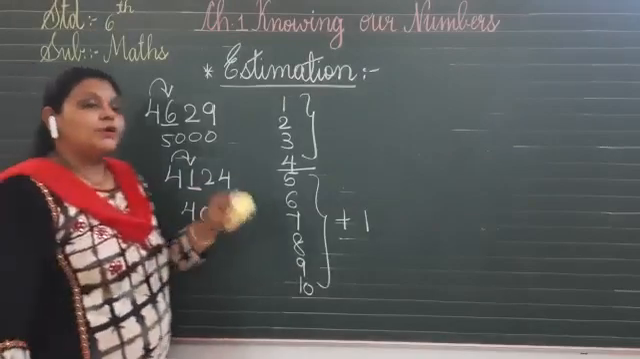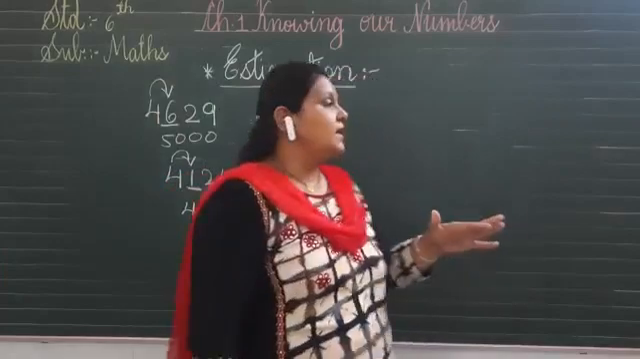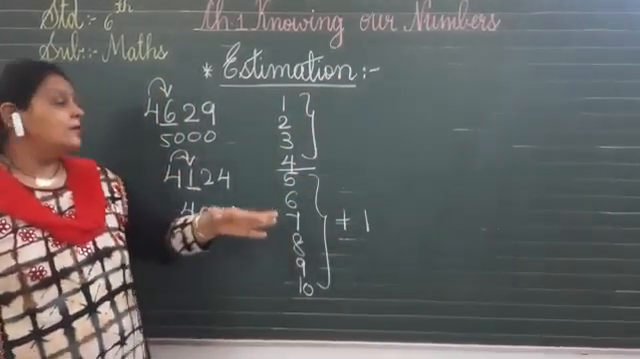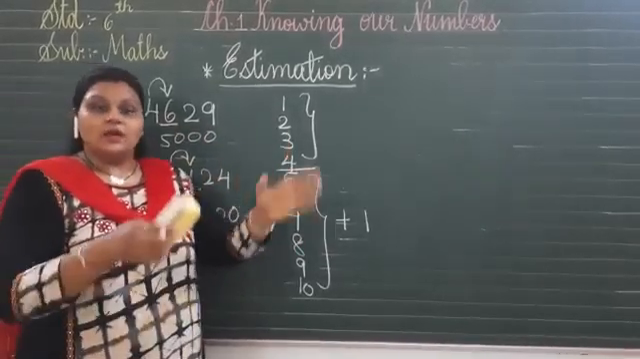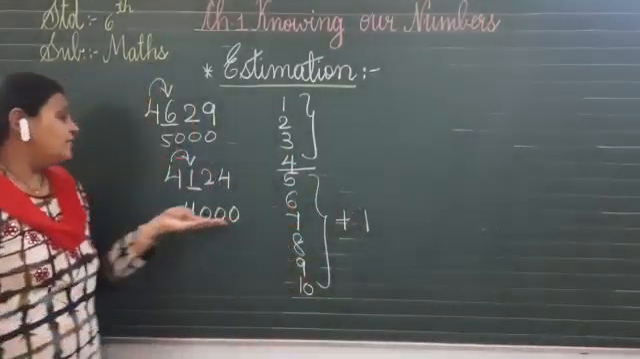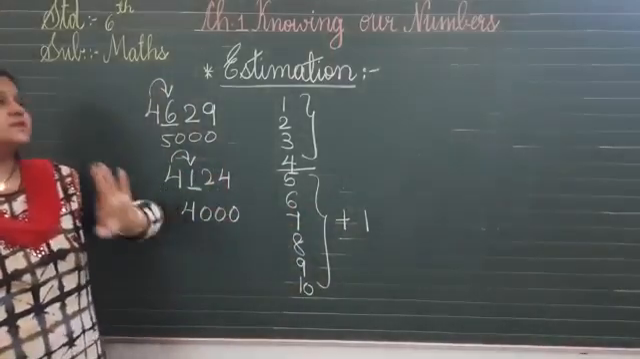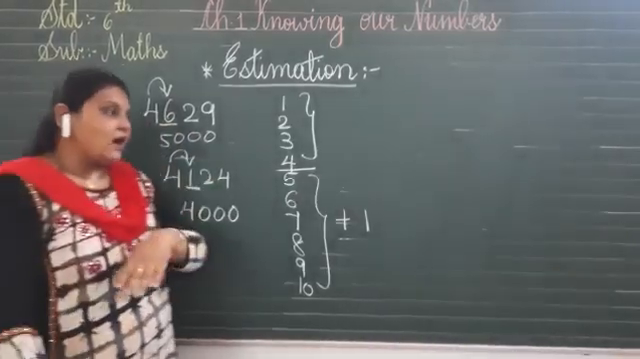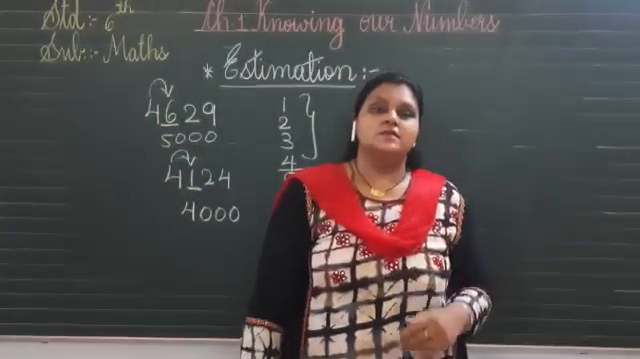So students, only 2 points we have to remember. If the digit is less than 5, then keep the number as it is, and convert the rest of the digits to 0. If the digit is 5 or greater than 5, then add 1 to that number, and convert the rest of the digits into 0. Here we have added, here we have kept it as it is. So this is how you have to round off the numbers.